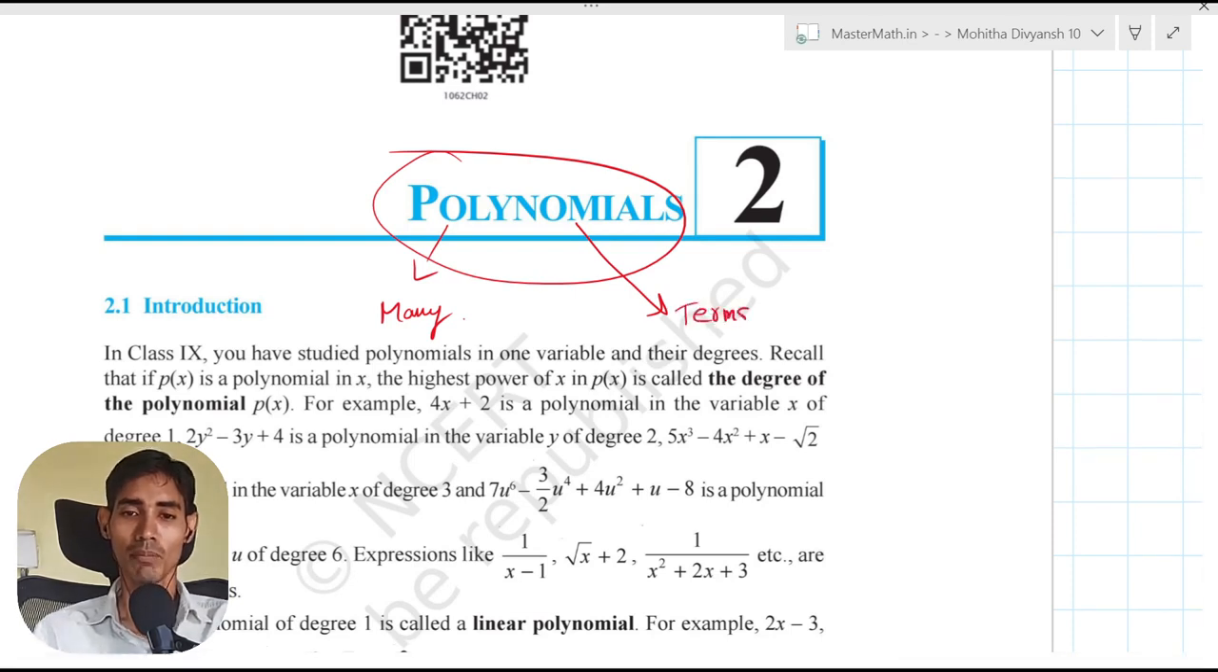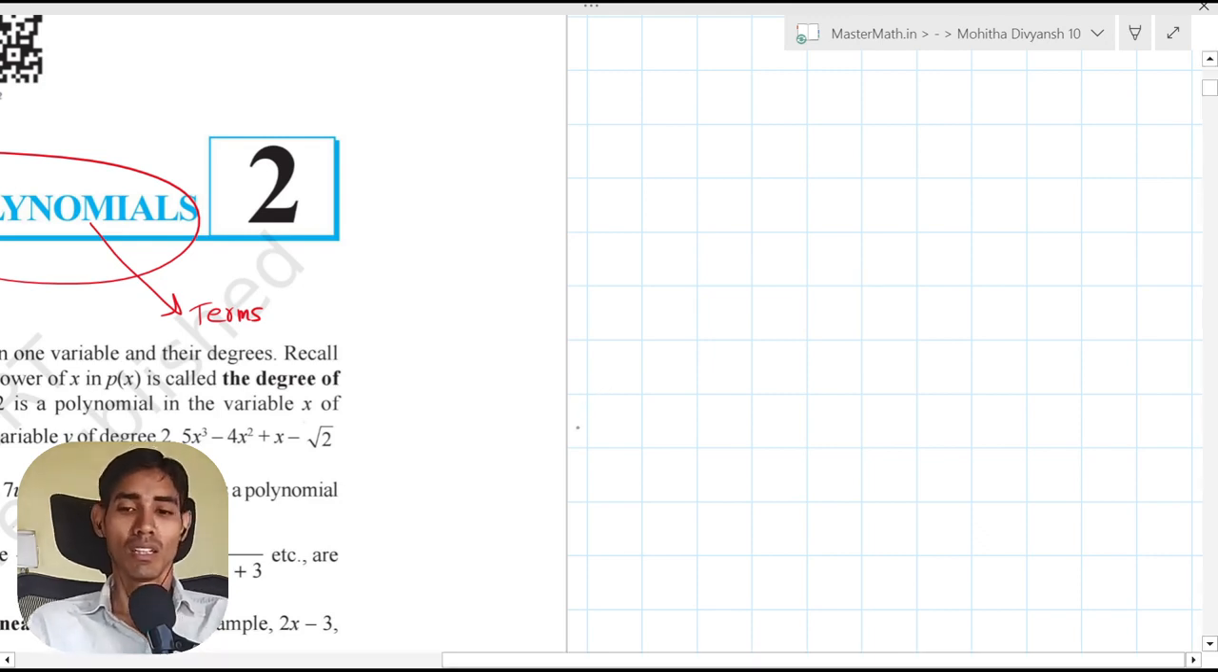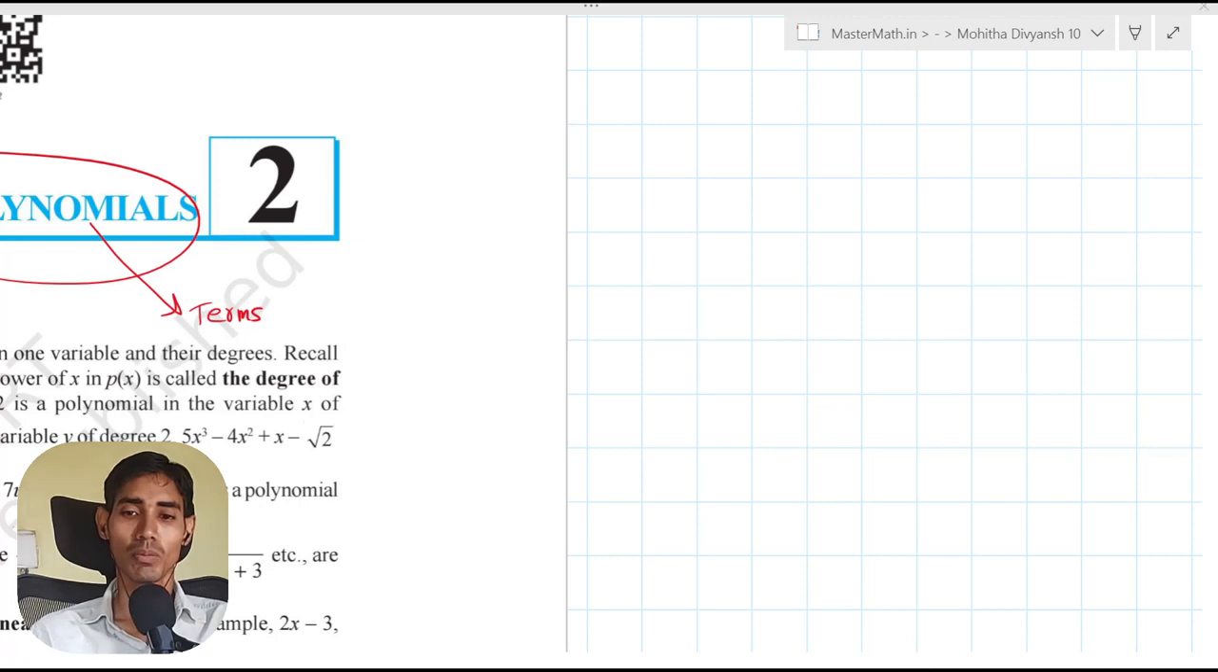Terms or numbers. So anything with multiple terms or numbers is polynomials. And the simplest definition of that, you are aware of the definition? What's the definition of polynomials by any means? No, I don't know the exact definition.